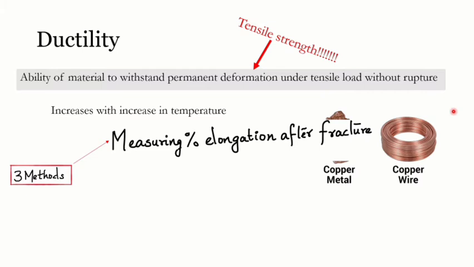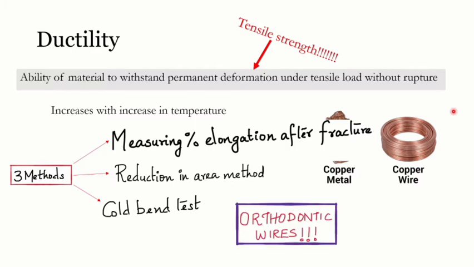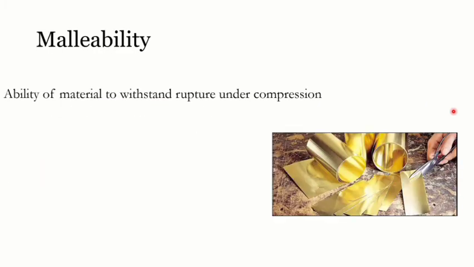So there are three methods. It can be measured by elongation, like percentage elongation following fracture, and based on the reduction in area method. That is, we can measure the reduction in the cross-sectional area of the fractured ends and then compare it with the original area of the wire or the rod. Next is the cold bend test. Here you will count the number of times a wire can be bent to a right angle, that is, how many times one particular wire can be bent at that particular side without breaking. So it has significance in orthodontic wires.